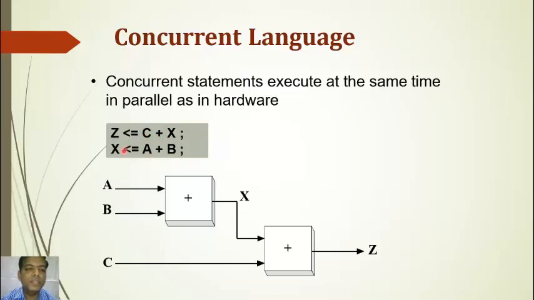So how could it be? Here Z is equal to C plus X, but X is equal to A plus B. So both of these operations should be performed as in the diagram above.